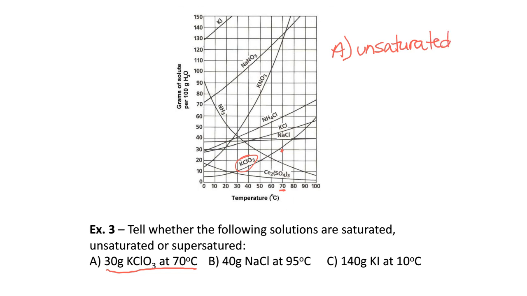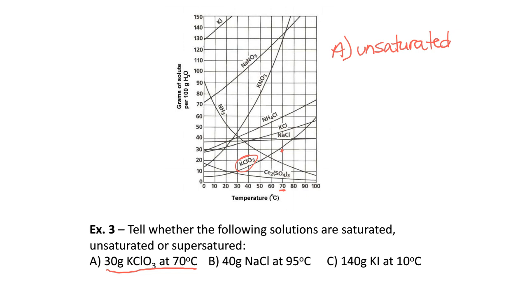At 70 degrees Celsius, I can probably fit about 32 grams, maybe 34 grams. It's really hard to read. I'd say about 34 grams, between 33 and 34 grams. I've only got 30 grams, which means I can actually fit more in there. So it's an unsaturated solution.